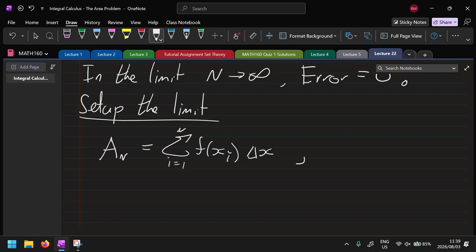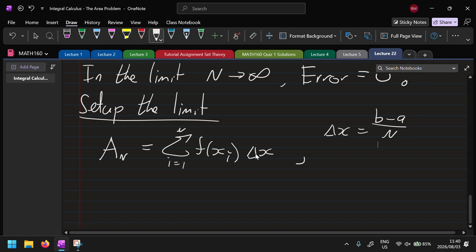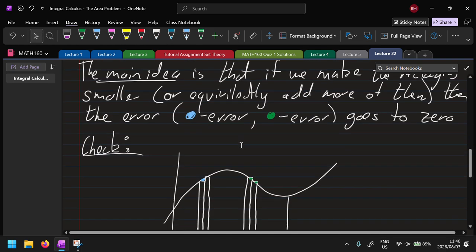Yeah, so it's just a little bit of side working. That delta x, we said that was the width. It's the same for all of them. We can calculate that as b minus a over n, because b minus a was the full width. If we chop that up into n rectangles, then each one will be b minus a over n. Right? Quite simple.